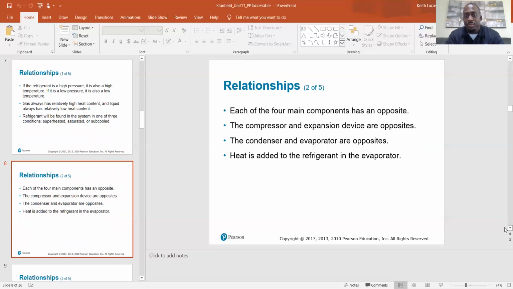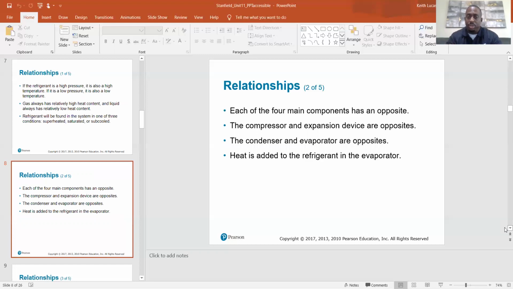Heat is added to the refrigerant in the evaporator, and then it's removed at the condenser like we just talked about. The condenser and the evap are opposites because of that. One is absorbing heat, one is rejecting heat. One has liquid entering and then vapor exiting, and then the condenser has vapor entering and liquid exiting.